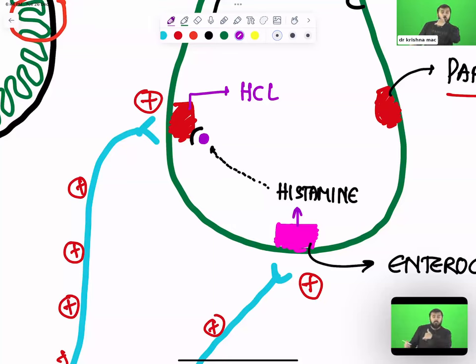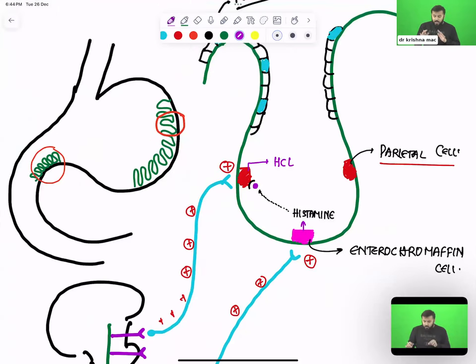So histamine is also activating your what? Parietal cell, and parietal cell will release what? HCl. So one is called direct activation. Another one is called indirect activation. Till here you understood, everyone? Tell me quickly. Everyone? Very good. So they are activating and they are doing this.